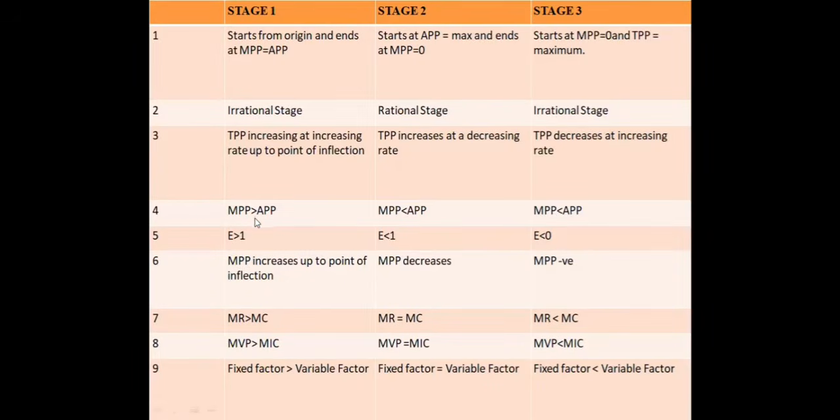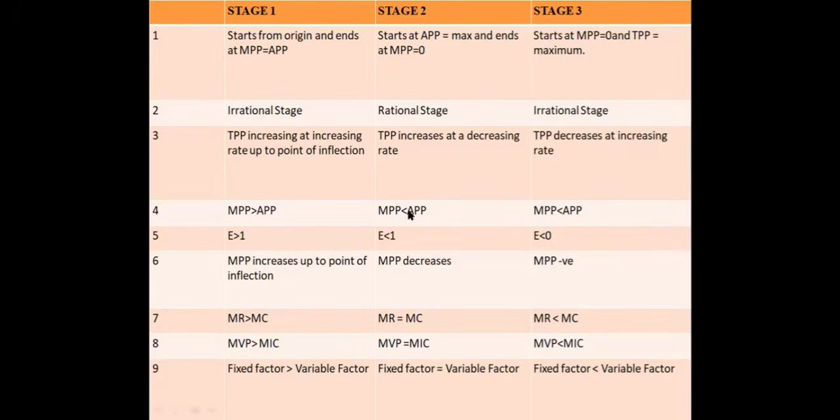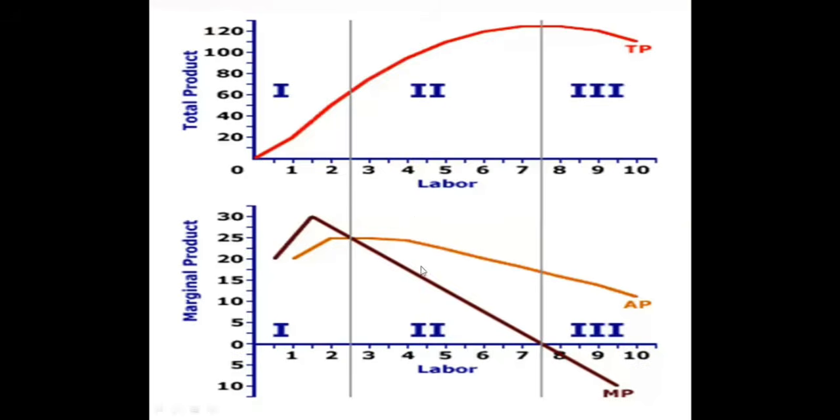Okay, next. Fourth one, in stage 1, MPP will be greater than APP. Your marginal product will be greater than average product. See, in stage 1, your marginal product curve is greater than APP. And in stage 2, MPP will be less than APP. See, MPP now becomes less than APP. And in stage 3, MPP will be less than APP because it goes negative and still APP is positive here. So in both stage 2 and stage 3, we can say MPP is lesser than APP.